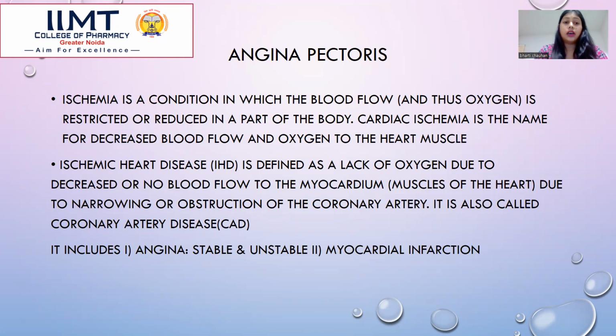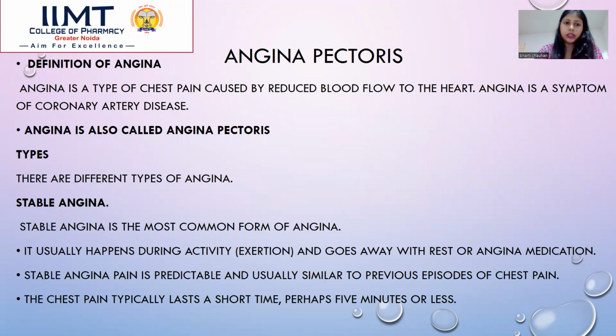So we can say ischemic heart disease is the imbalance between myocardial oxygen supply and demand. Basically, coronary artery disease is of two types, right? First is angina and second is myocardial infarction. The angina is an acute disease and myocardial infarction we can say is a chronic type of disease. But today we will only discuss angina. If we talk about the types of angina pectoris, the definition we have already discussed. Angina is also called angina pectoris.